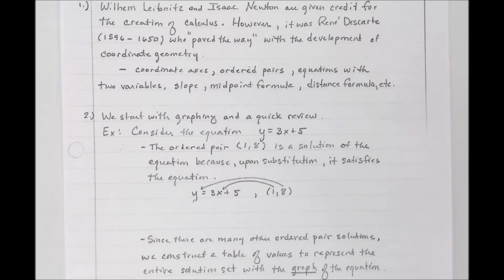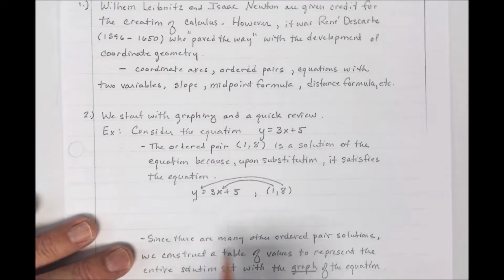So we consider the equation y equals 3x plus 5. The ordered pair 1, 8 is a solution of the equation because when you substitute it in, it actually satisfies the equation or makes the equation true.